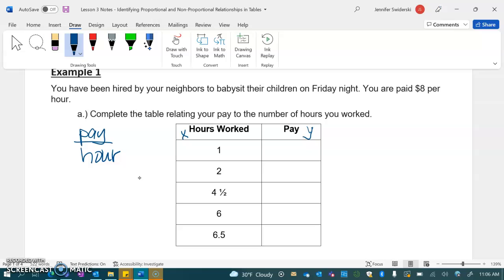So for 1 hour, 1 times 8 is 8. I'll get $8. 2 hours, I'll get $16. 3 hours, all right, 4 times 1/2, or sorry, 4.5 times 8 is $36. 6 times 8 is 48. And then 6.5 times 8 will give me $52.